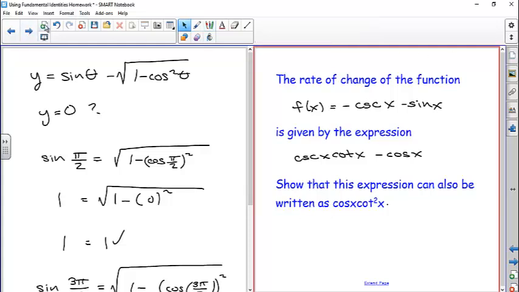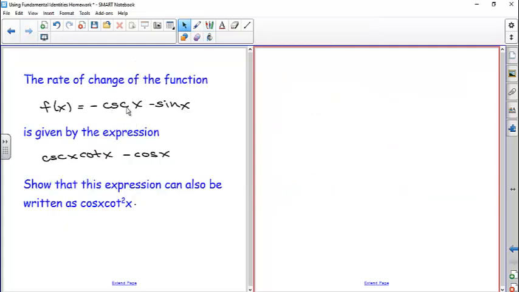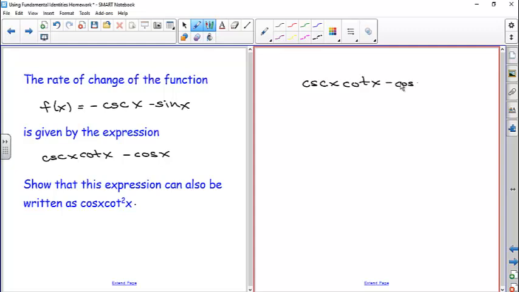So this is true. When you get to calculus, the derivative of the cosecant is negative cosecant of x cotangent of x, and the derivative of the sine is the cosine. So I can verify that that is true. What they want us to do is to take the second part, the rate of change expression, and rewrite that as this product.